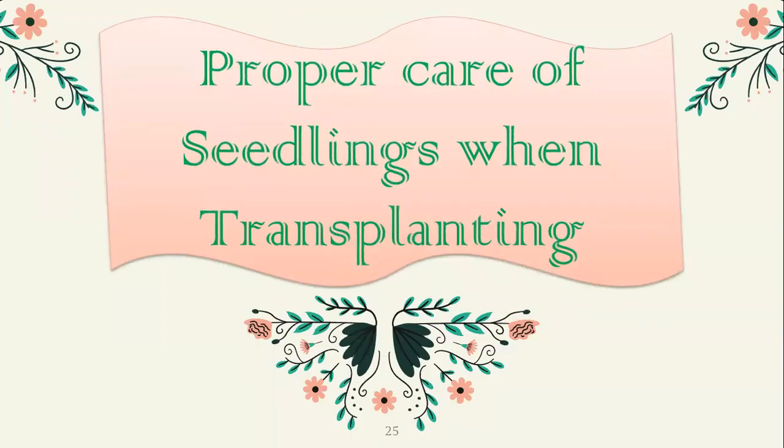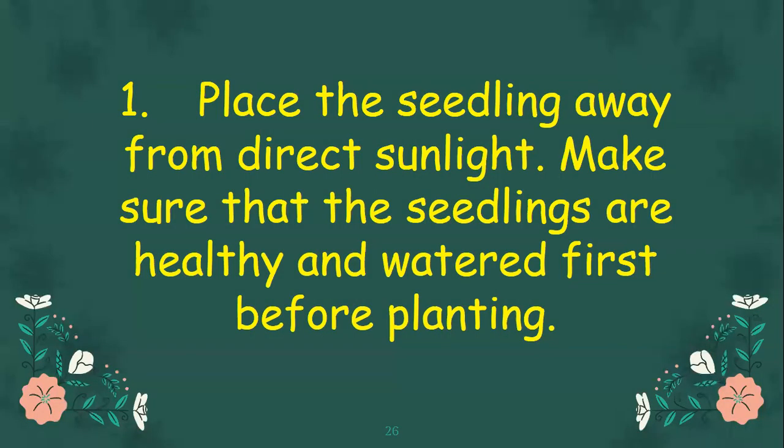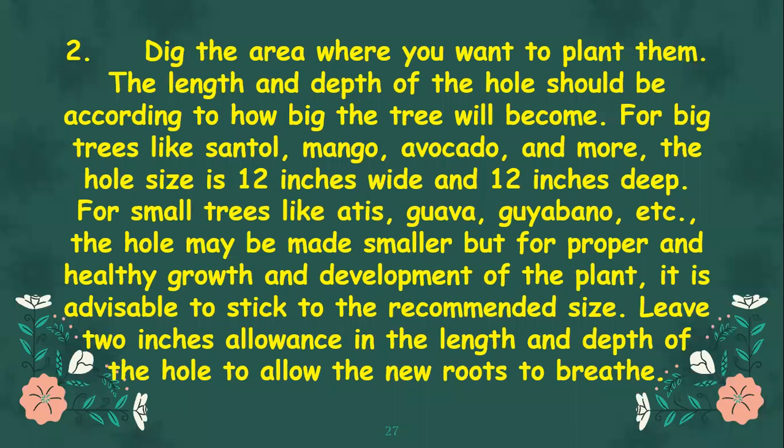Now we have proper care of seedlings when transplanting. This is very important also. One, place the seedlings away from direct sunlight. Make sure that the seedlings are healthy and watered first before planting. Two, dig the area where you want to plant them. The length and depth of the hole should be according to how big the trees will become. For big trees like santol, mango, avocado, and more, the hole size is 12 inches wide and 12 inches deep.